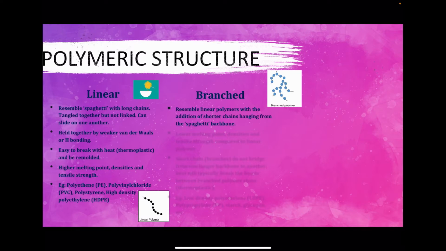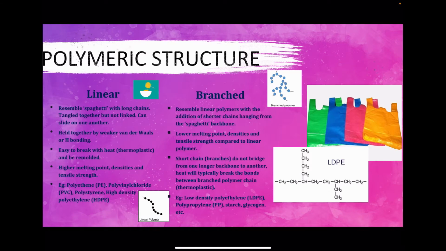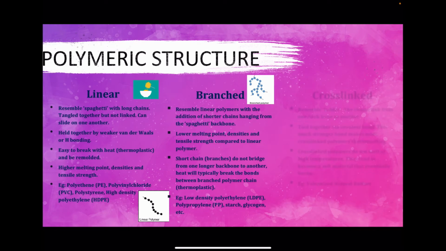Next, the polymer with the branch structure, where it resembles the linear polymers with the addition of shorter chains hanging from the spaghetti backbone. The polymer with this structure gives a lower melting point, densities, and tensile strength compared to linear polymer. The short chains do not bridge from one longer backbone to another. Heat will typically break the bond between branch polymer chains. Examples of polymer with this structure are low density polyethylene LDPE, polypropylene, starch, glycol, and others.